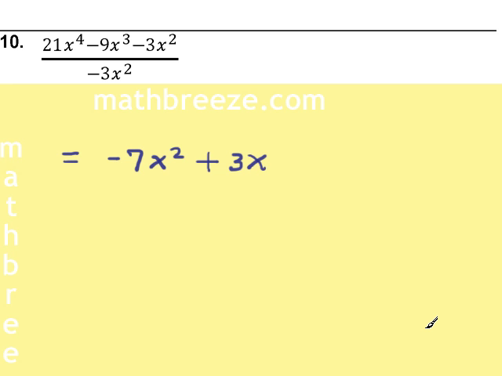And here we have a minus 3x squared divided by a minus 3x squared. Again, it'll be positive, and that'll be a plus 1. Same thing divided by itself is 1.